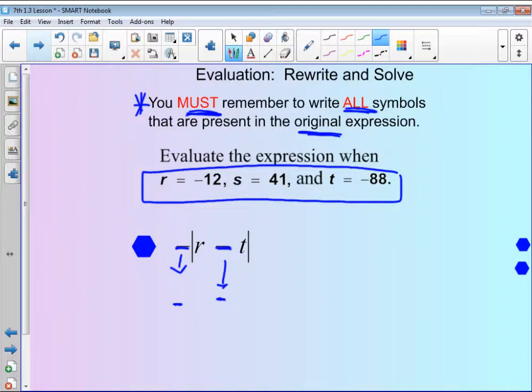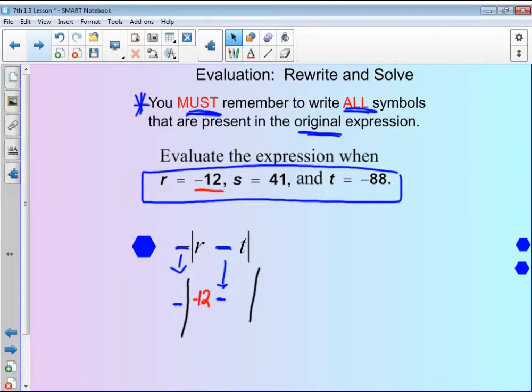Now I can go through and write out what R was worth. R was worth -12, so -12. And I don't want to forget my little absolute value bars here. I'm going to write those really quick so I don't forget about them. T is worth -88. Take note, I kept this original negative. I did not get rid of it just because that 88 had a negative sign.